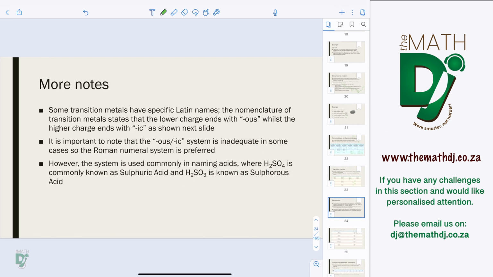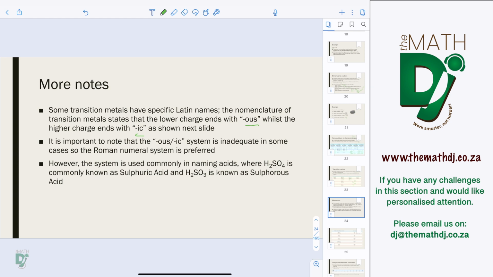So, more notes. Some transition metals have specific Latin names. The nomenclature of the transition metals states that the lower charge ends in -ous, whilst the higher charge ends in -ic, as shown in the next slide. It is important to note that the -ous and -ic system is inadequate in some cases, so the Roman numeral is preferred. However, the system is commonly used in naming acids.